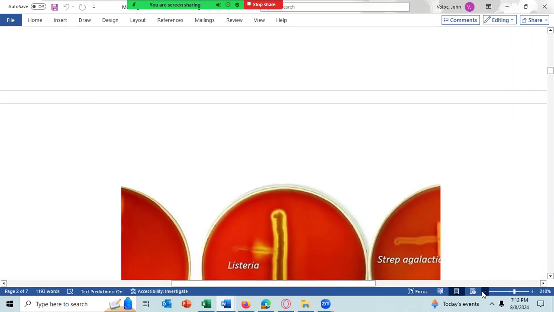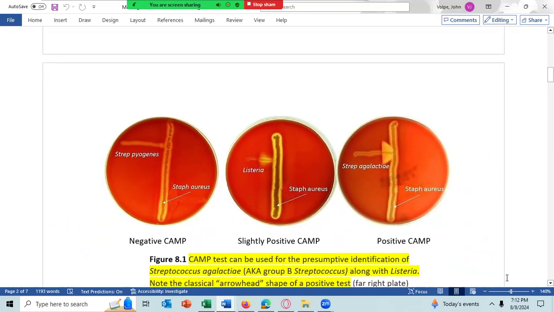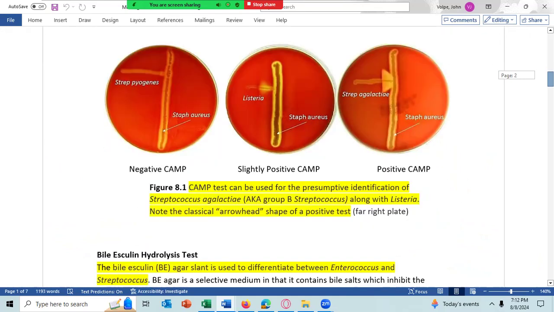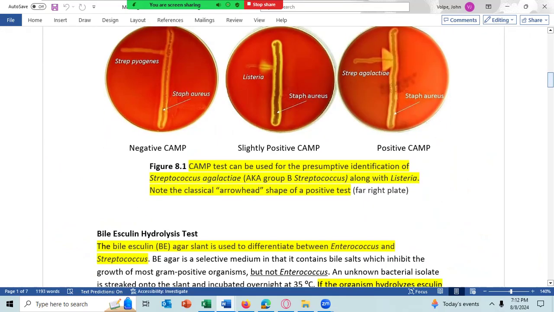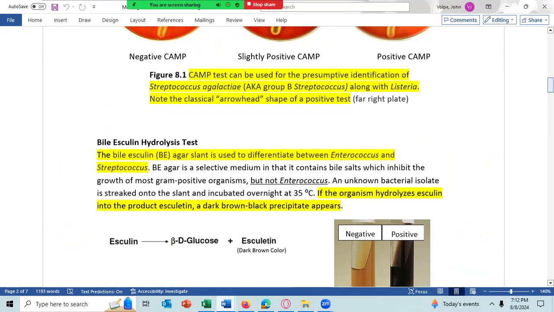Let me shrink this down. All right, so that's it for the CAMP test. Any questions? If not, let's move on to the bile-esculin hydrolysis test.